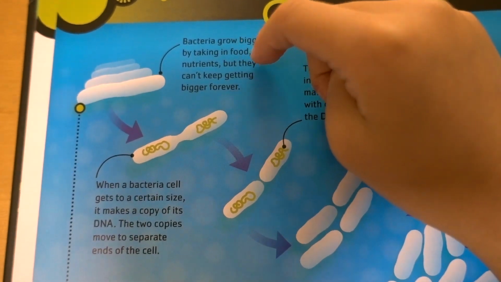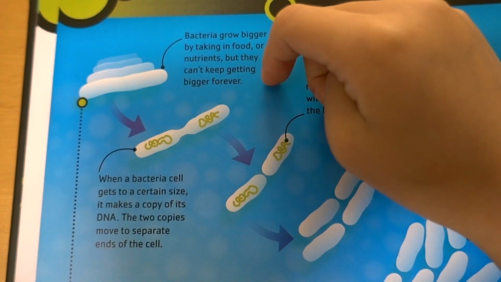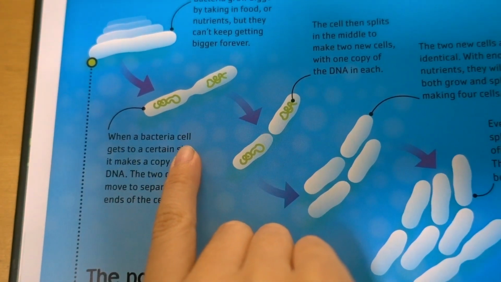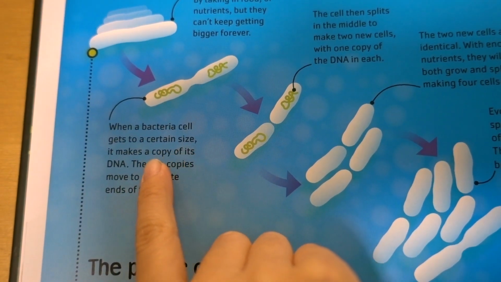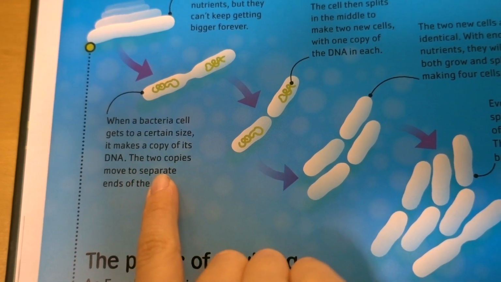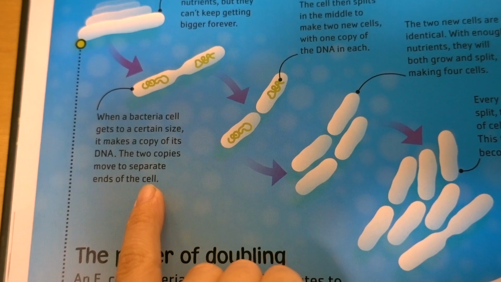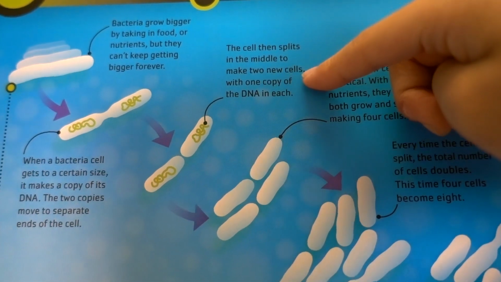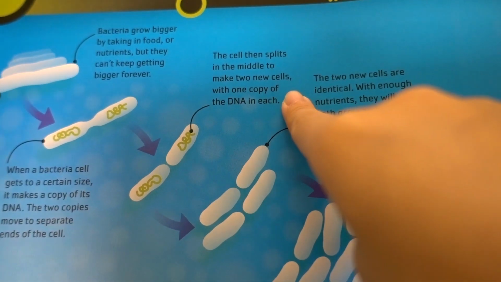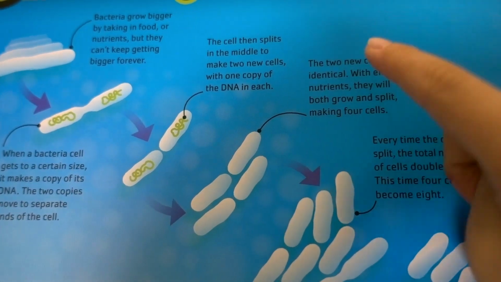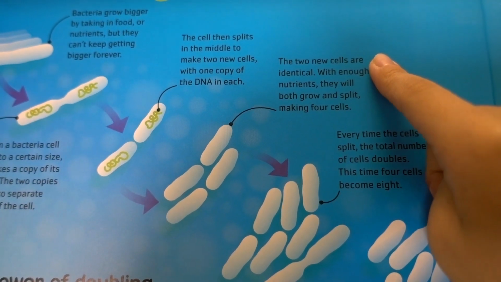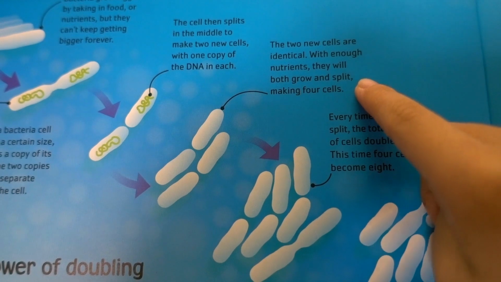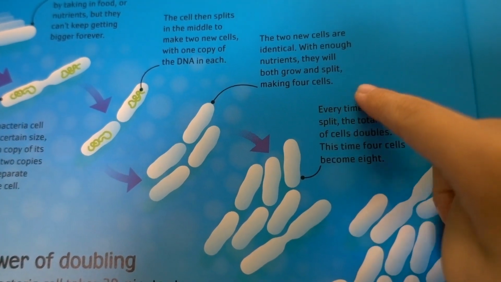Bacteria grow bigger by taking in food or nutrients, but they can't keep getting bigger forever. When a bacteria cell gets to a certain size, it makes a copy of its DNA. The two copies move to separate ends of the cell. The cell then splits in the middle to make two new cells with one copy of the DNA in each. The two new cells are identical. With enough nutrients, they will both grow and split, making 4 cells.